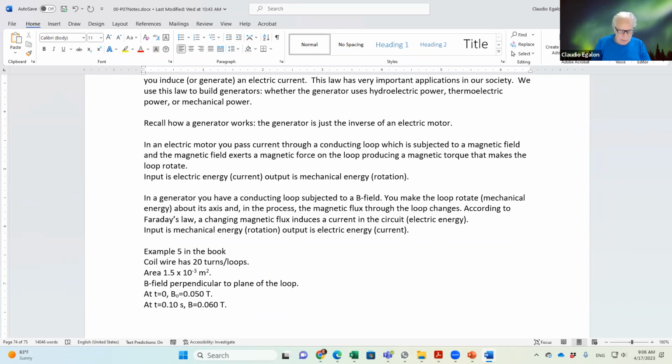Okay, we are assuming that the field increases linearly. The book doesn't say that, okay? Assuming that the field increases linearly, A. Find the average electromotive force induced in the coil.